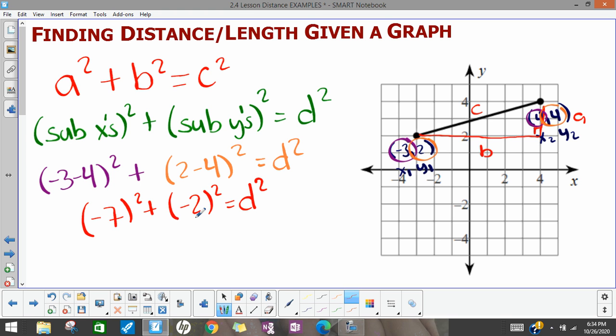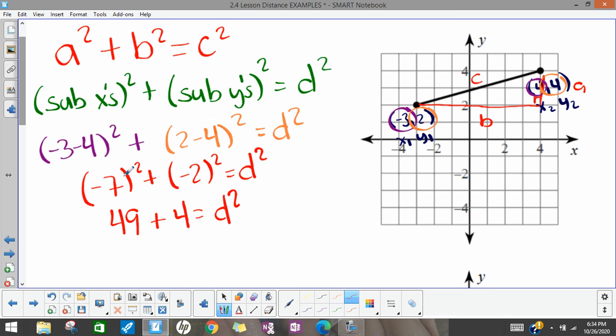Remember, when you square any number, you're going to get a positive answer. So -7 squared, or -7 times -7, is 49, positive. -2 squared is +4. And then the last thing we have to do is get rid of the squared on d for distance. Square root both sides, and we'll get d equals the square root of 53. It is about 7.3.